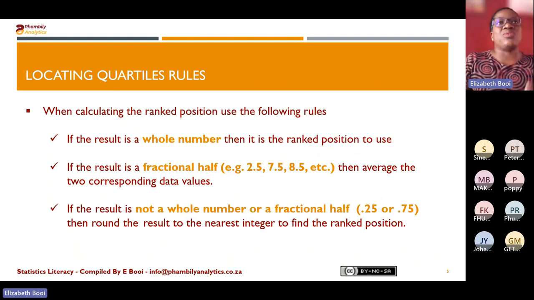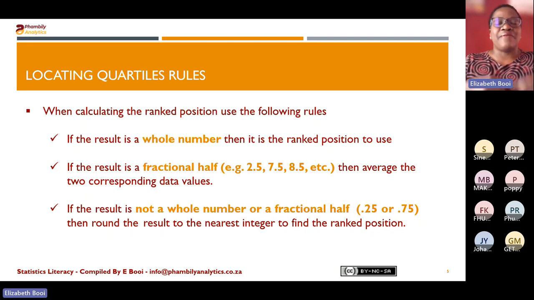As long as it ends with a fractional half of 0.5, we're going to take the two values that the position is located between. If it's 10.5, therefore it's located between position 10 and position 11. So we're going to count up until position 10 and position 11 and take the two values at those positions, add them together, divide them by 2. So we're going to take the average of those two values, and that will give us the quartile value.